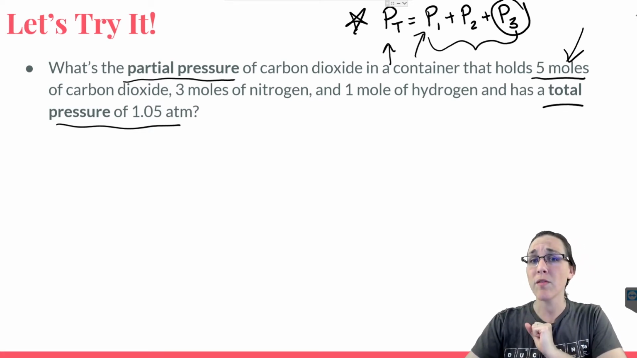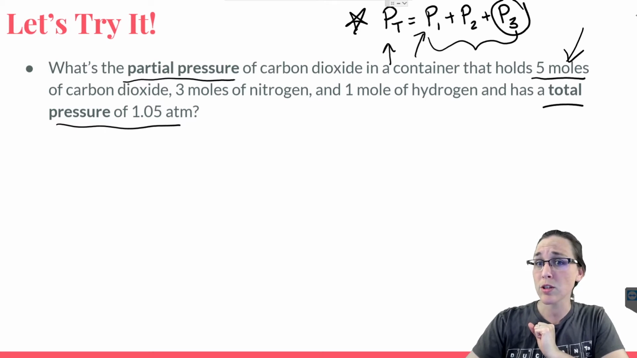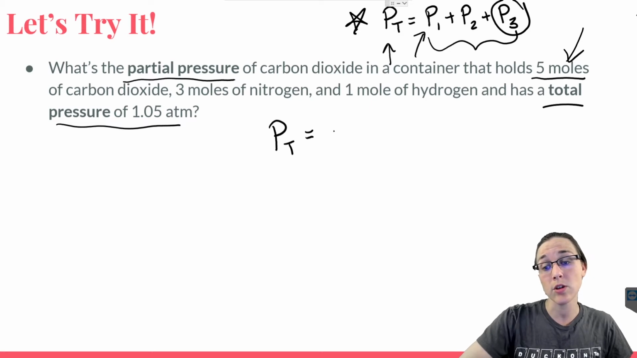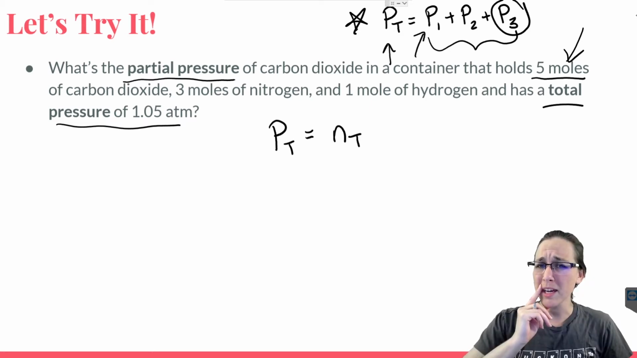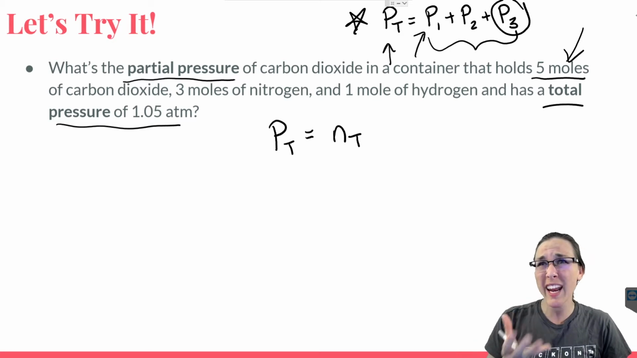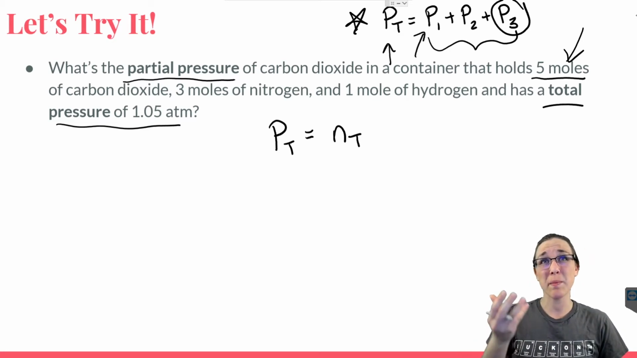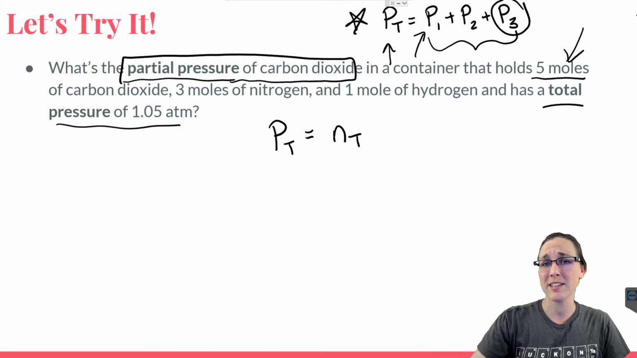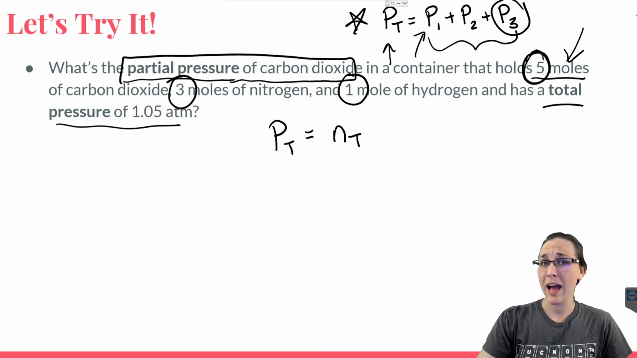We know that the sum of all the moles present contributes to the total pressure. So what we can say then is that the pressure total is due to the total number of moles present. But from here, we need to get a partial, not a total. So we want to know just the partial amount of carbon dioxide, for example. What's carbon dioxide's contribution to the overall moles? Well, if we know that the total moles are 5 plus 3 plus 1, and we know that 5 out of those is carbon dioxide, this is literally just like a percent, a part per whole.